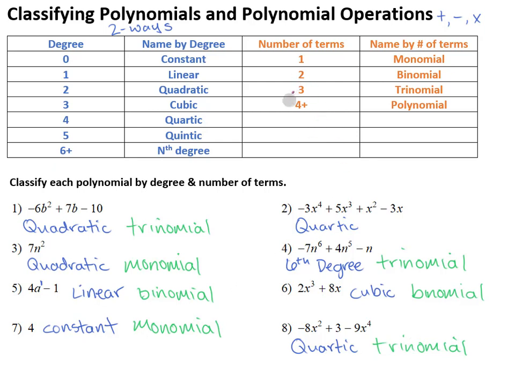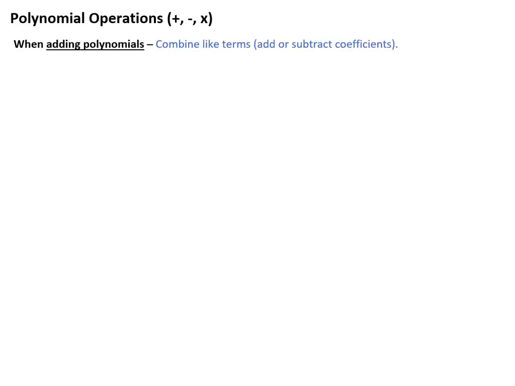All right, if you have 4 terms or more, so that includes 5, 6, 7, or 8, we go back to the generic poly, which just means many. You guys might remember polygons in geometry. Gons means sided, so many-sided. Anyway, polynomial just means many terms. And so here, this is polynomial. So if you have 4 or more terms, right? 1, 2, 3, 4, or more, we just go to the generic polynomial.